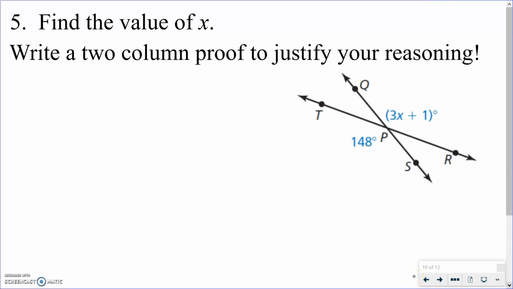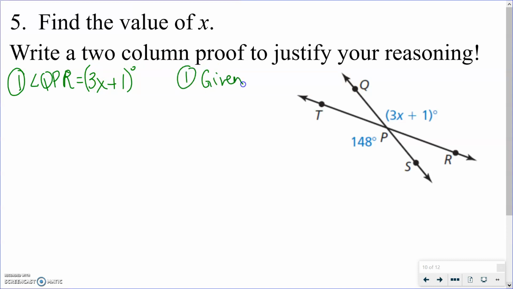All right, so here we don't have any givens. It just says write a two-column proof to justify your reasoning, and we're trying to find the value of x. But we are given this diagram. Well, that's almost like having givens. So I'm going to start with the fact that I know that angle QPR is equal to 3x plus 1 degrees. And that's actually given, or we could say it's in the diagram.